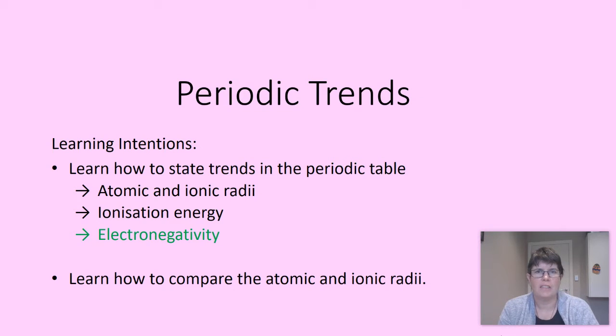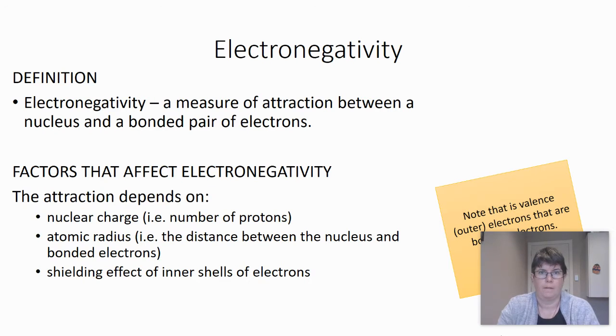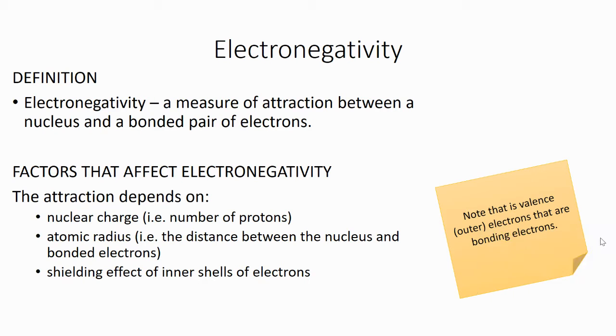Mrs. Goodson here, and this is the third video about periodic trends for chemistry 3.4. This video is about electronegativity. So what is electronegativity? The definition is a measure of the attraction between a nucleus and a bonded pair of electrons. Note that it is the valence electrons or the outer electrons that are the bonding electrons.